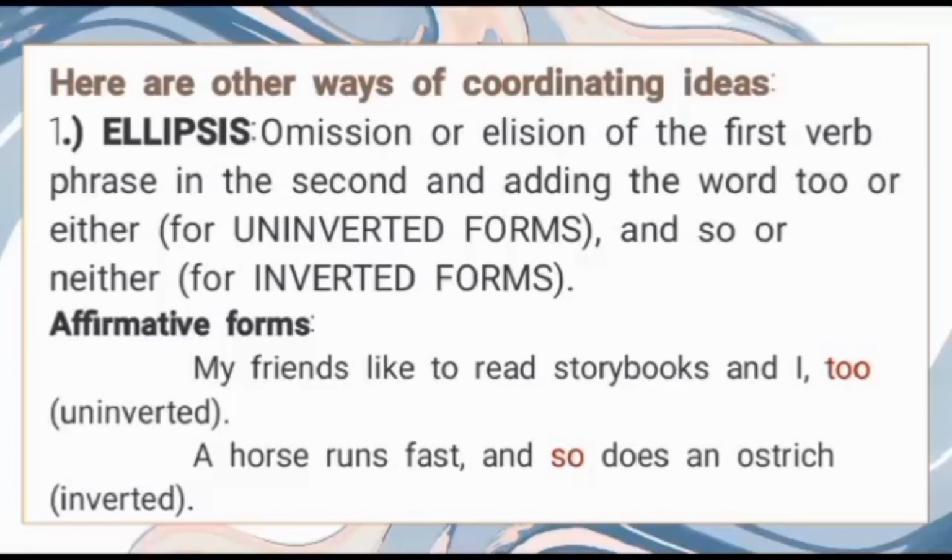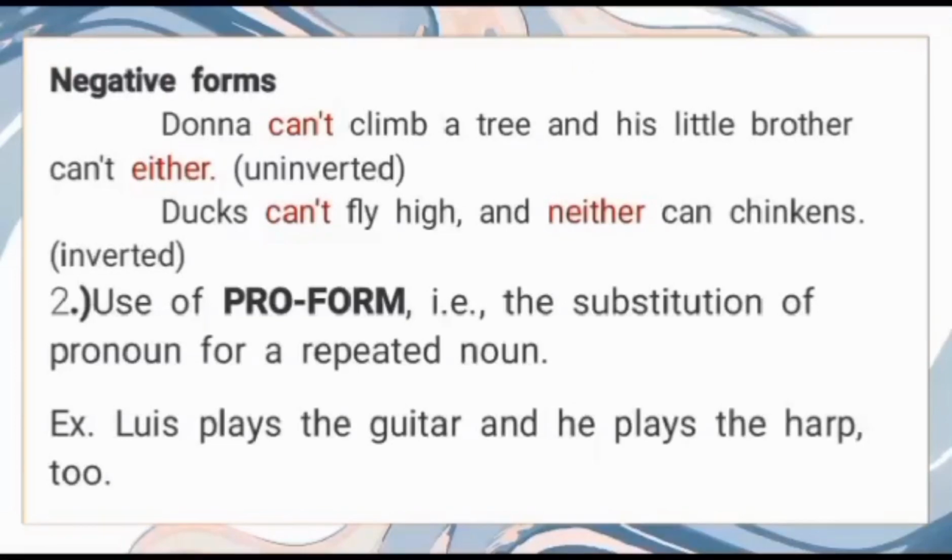Gets? So, we have here another example. Negative forms. So, why is it negative forms? Because the sentence uses "not." As you can see, "Donna can't climb a tree and his little brother can't either." So, you saw that the subject is at the beginning. Then, the conjunction is at the end. The verb phrase was eliminated.